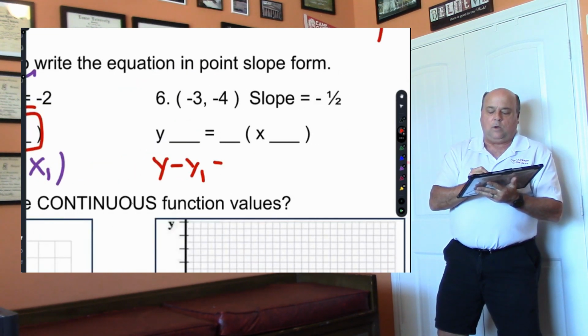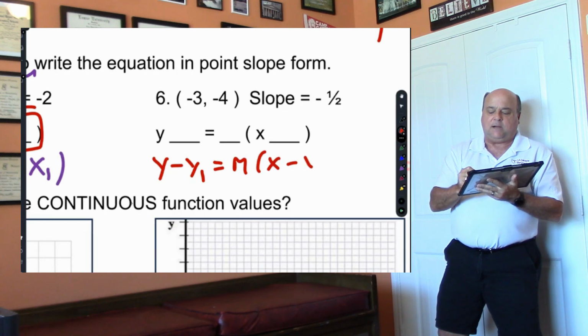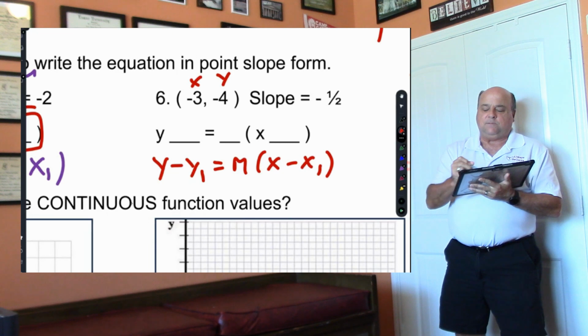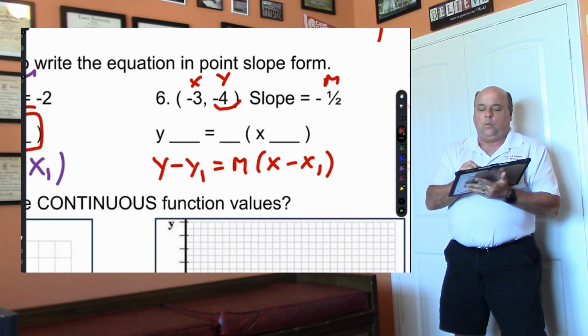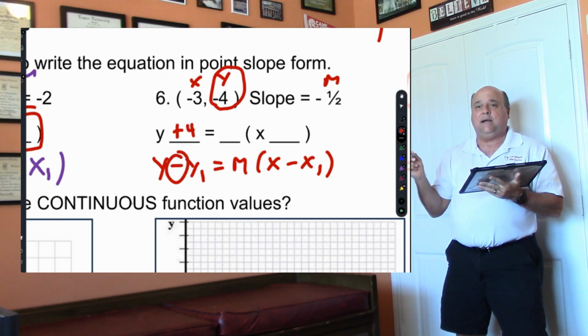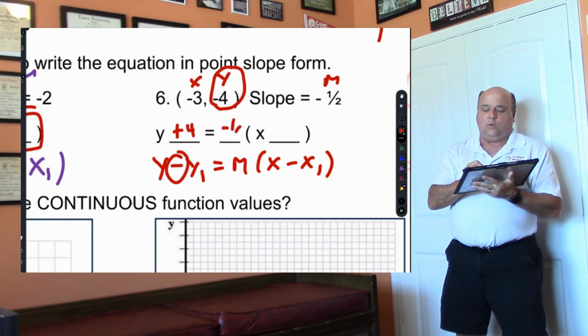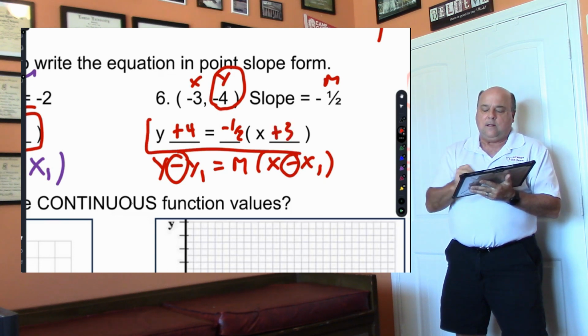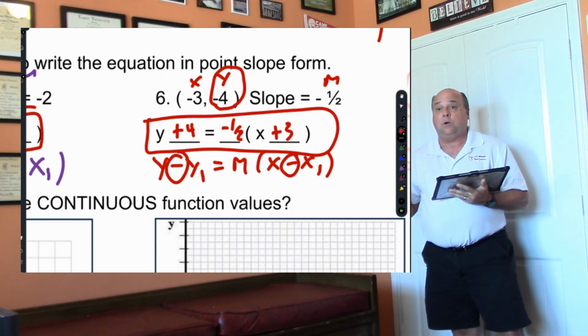y minus y1 equals m parentheses x minus x1. Okay, this is my x, this is my y, this is my m. The y is right here. The opposite of negative 4 is a positive 4. I'm flipping the signs because of that minus. The slope's negative 1/2. It does not flip because there's no minus in front of it. The opposite of my x, the opposite of negative 3, is a positive 3. That's all you have to do on those problems.